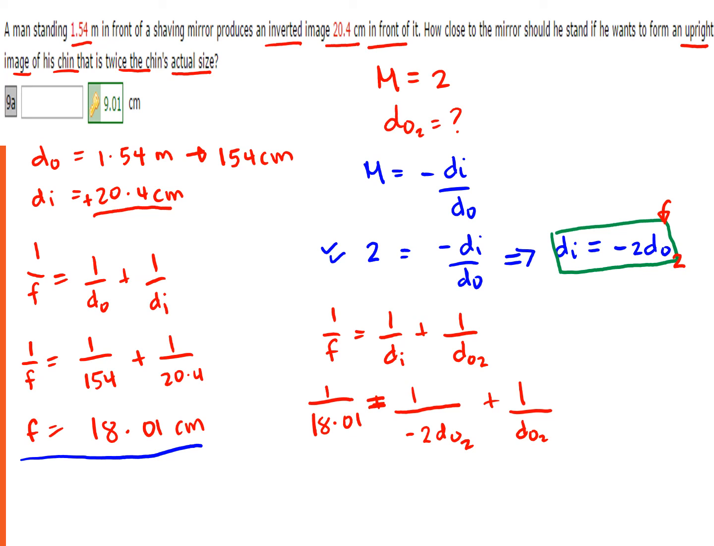And now manipulating this equation mathematically would allow us to solve for DO2. So here DO2 would actually be equal to 9.005 centimeters, or approximately equal to 9.01 centimeters. And then we have solved our problem.